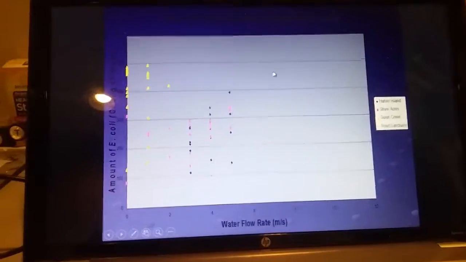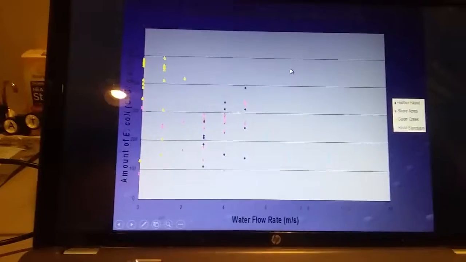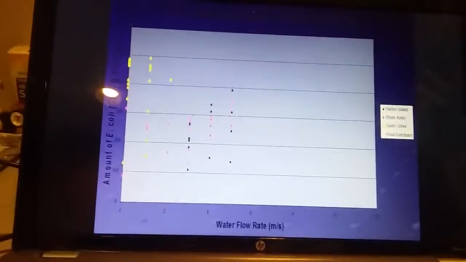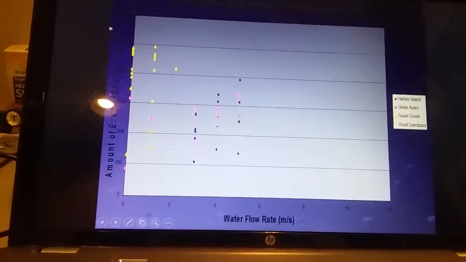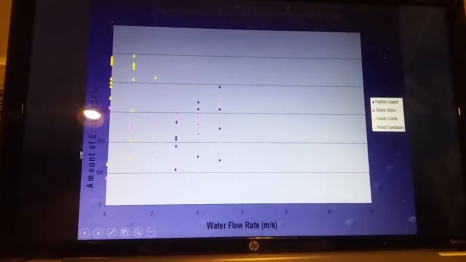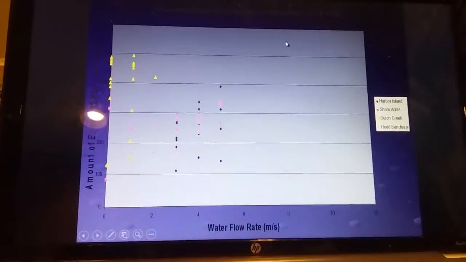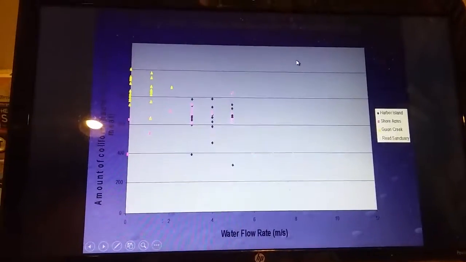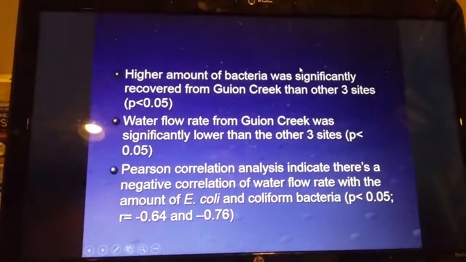Now when they plot the correlation, this is a little bit harder to see, I apologize, but you also have a similar graph in the paper. Basically, they're plotting the relationship of the amount of E. coli versus the water flow rate. A similar graph with the coliform.